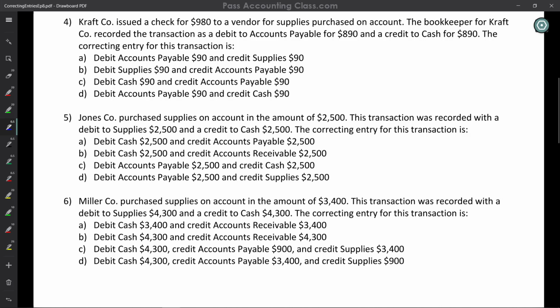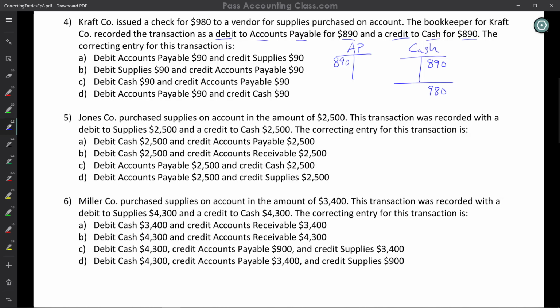And these T accounts are going to be for what was actually recorded. So I've got a debit to accounts payable for $890. So I've got accounts payable, that's a debit, and that's $890. And I've got a credit to cash for the same amount. And then I'm going to take a look at that first sentence to see what actually happened. And that's where we issued a check for $980. So when we issue a check, that means that we are going to credit cash. Cash is an asset. We decrease the balance of our cash by crediting it. So I've got $980.